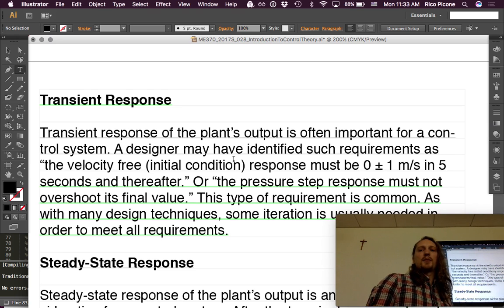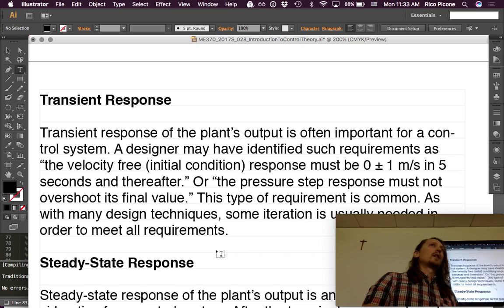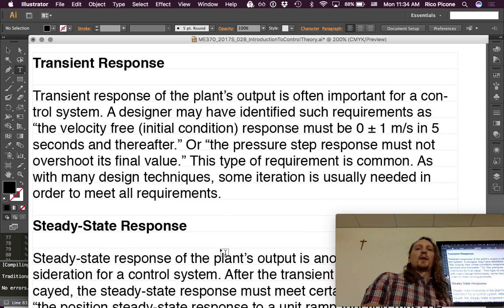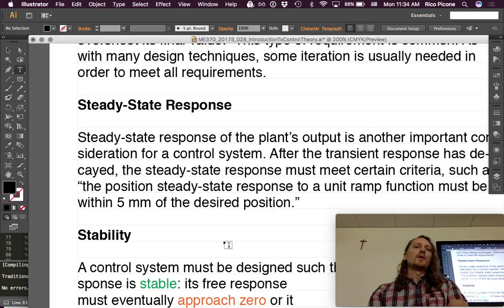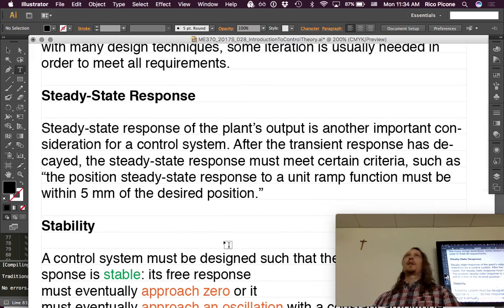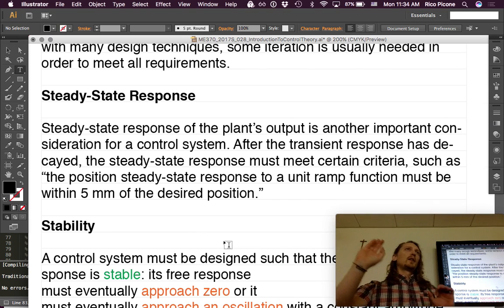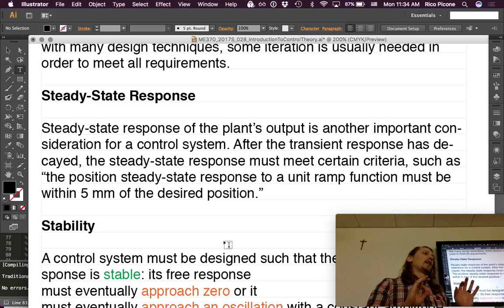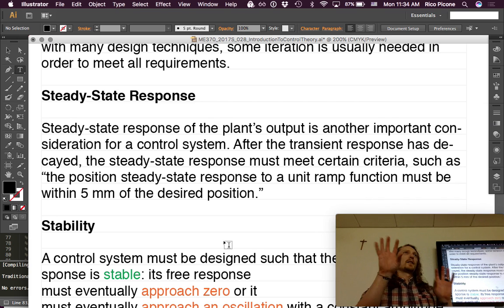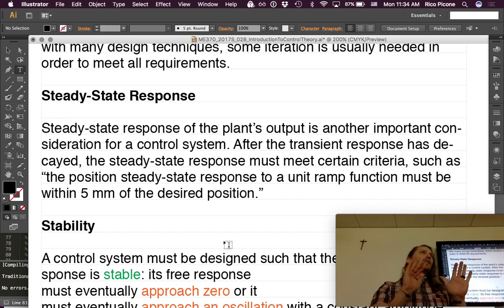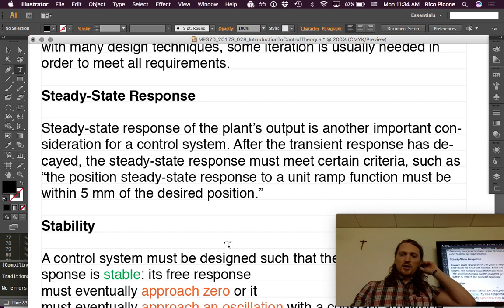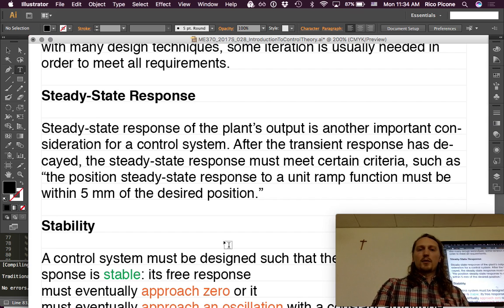Or the pressure step response must not overshoot its final value. That could be another one. This type of requirement is common. As with many design techniques, some iteration is usually needed in order to meet all of the requirements. So oftentimes we will design it based on some performance criteria, and we'll find that it meets 2 of the 3. We're going to need to tweak it, and hopefully we can find some space where they're all met, okay? And that's sometimes challenging, but that's always what we're working with.